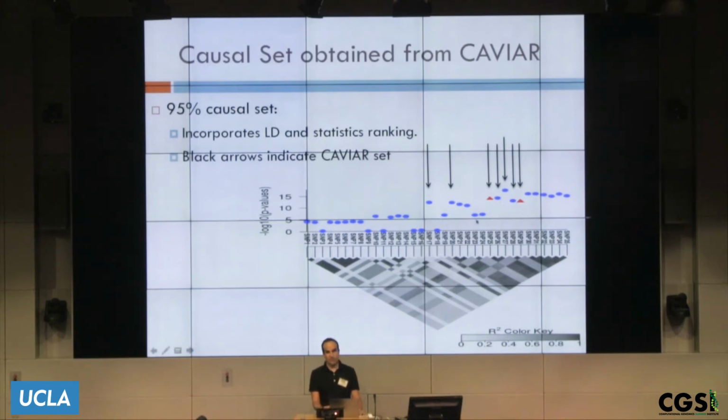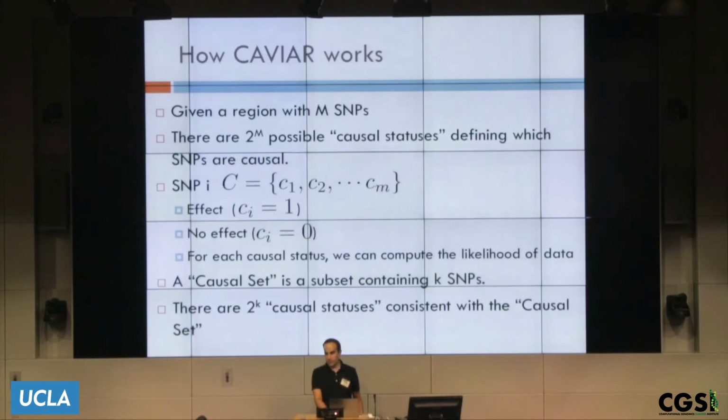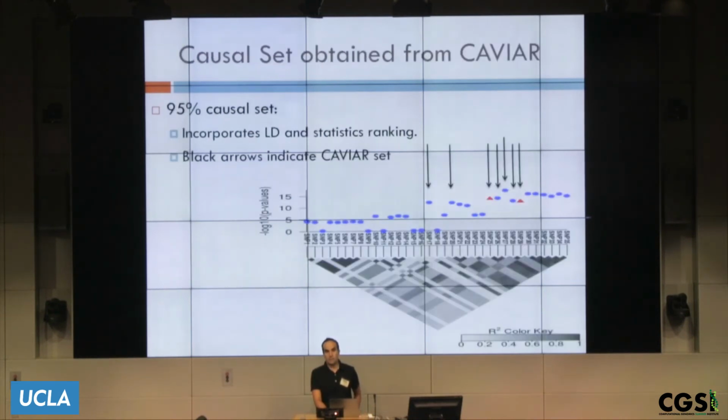But somehow it knew. And it wasn't like I kept on looking for an example where it worked. This is actually right. Okay, but it's because there's some information in the combination of the statistics and the correlation that lets it differentiate between these SNPs. Okay, so let me explain how the method works. So here's the idea.